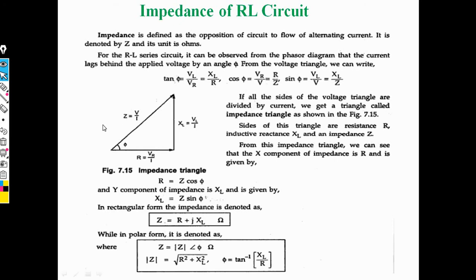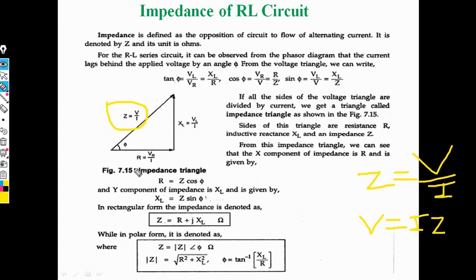Okay, now here we have to draw the impedance triangle. Impedance Z is equal to V by I, that is we have already calculated, V is equal to IZ. Then rearranging the equation for Z, Z is equal to V by I. Then for resistance, VR is equal to I into R. Then rearranging, R is equal to VR by I.